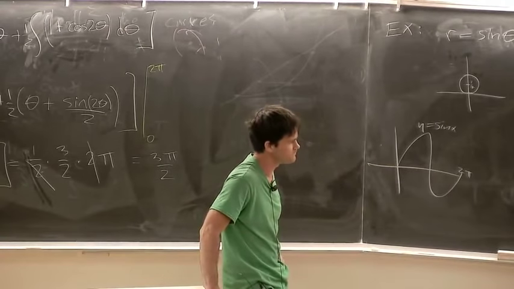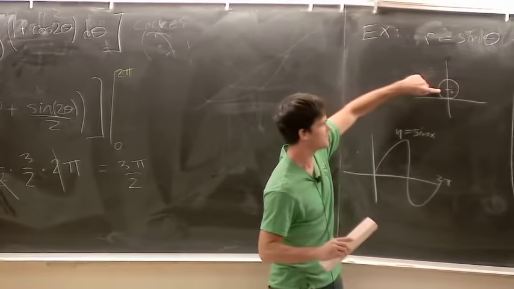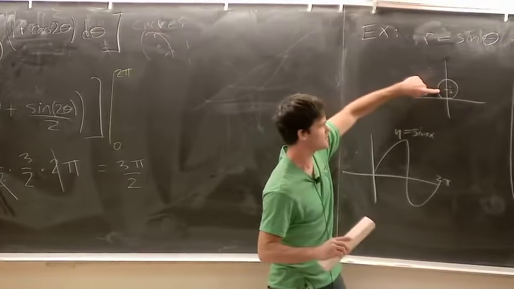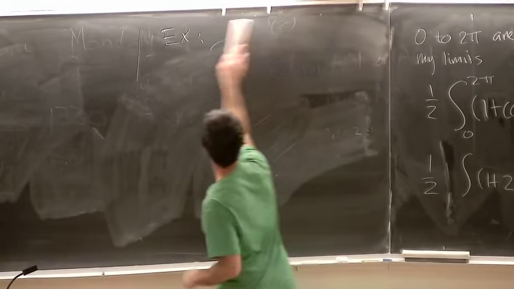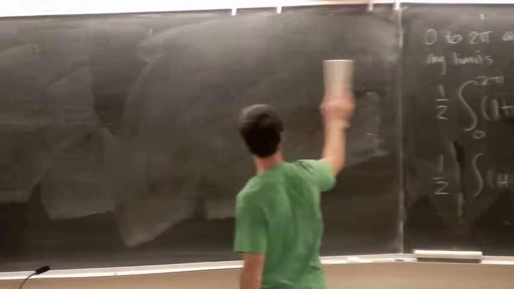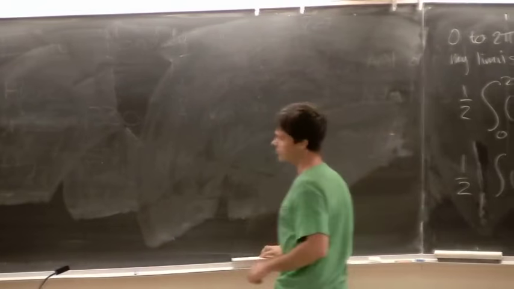I constructed that flower so that the first thing I did was r equals sine theta, which was just this circle. Then I made it 2 theta, which gave me this flower. What about 3 theta? And I'm talking about this because you're going to have to work it out on your homework too.